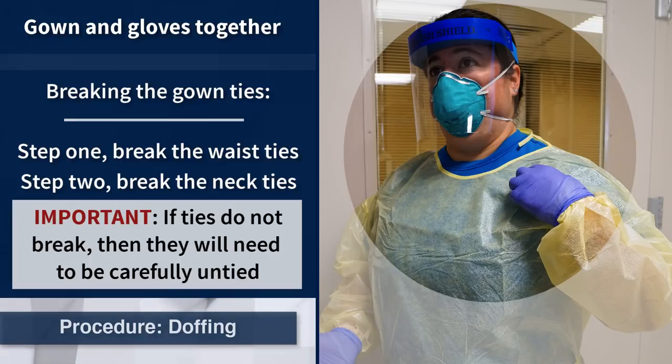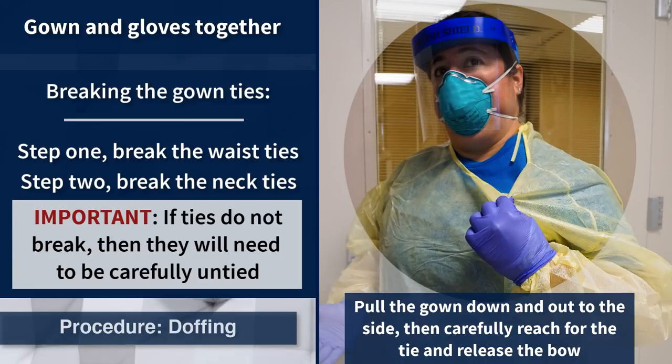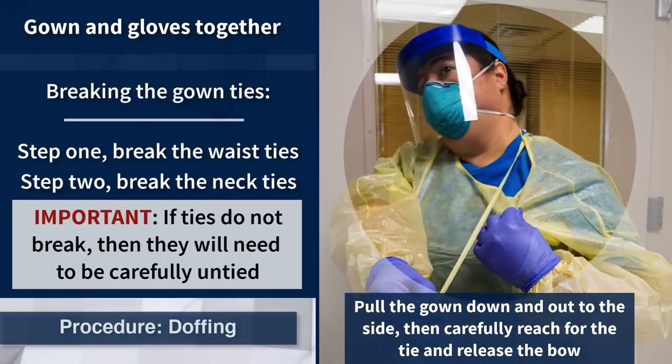untie the neck and back ties, ensuring they do not touch their clothing, skin, or hair with the gown sleeves. This can be achieved by reaching behind the head to undo the tie, or by pulling the gown forward and to the side away from the face to bring the tie into reach.